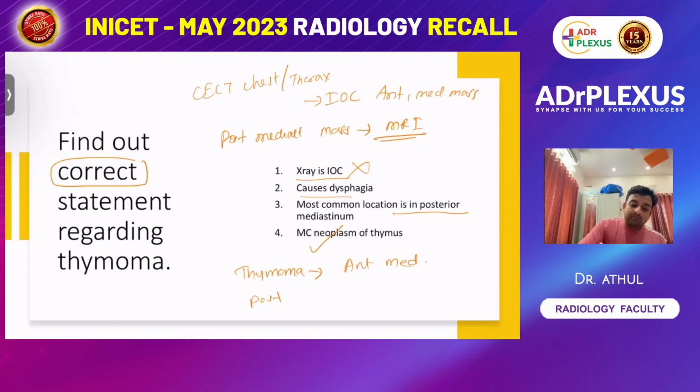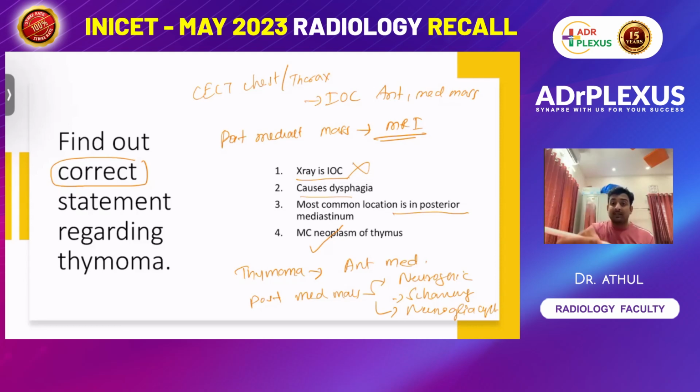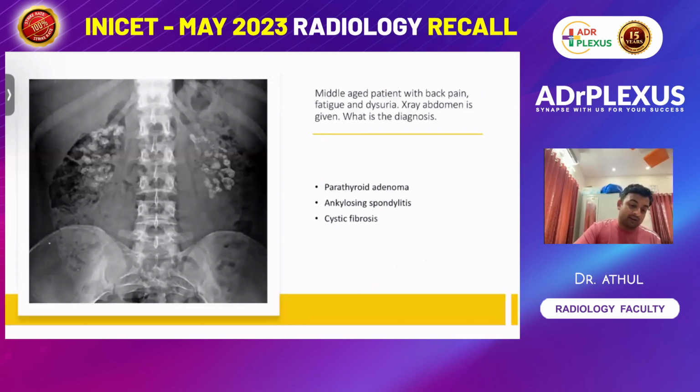And if you ask me the names of posterior mediastinal masses, you have to understand that any neurogenic tumors like schwannoma, and neuroenteric cysts, all these are posterior mediastinal masses, and for posterior mediastinal masses, MRI is a better investigation than CECT chest. So keep all these things in mind, because they have asked about anterior mediastinal mass in this exam, so they can ask you about posterior mediastinal mass in the next exam.